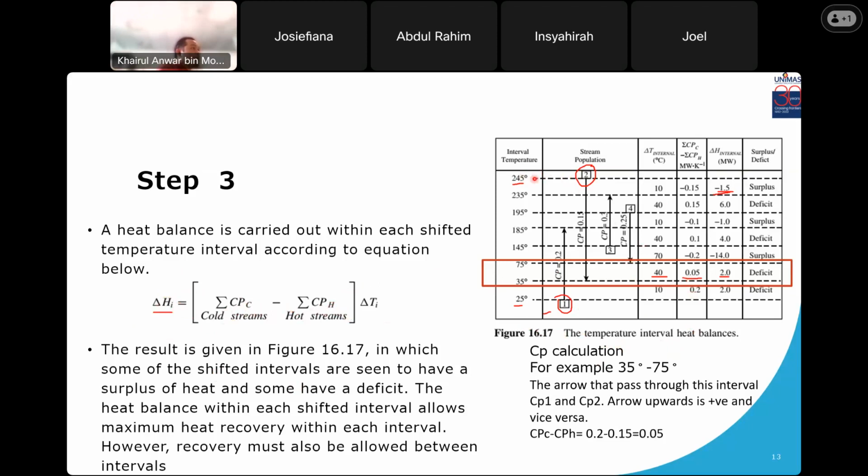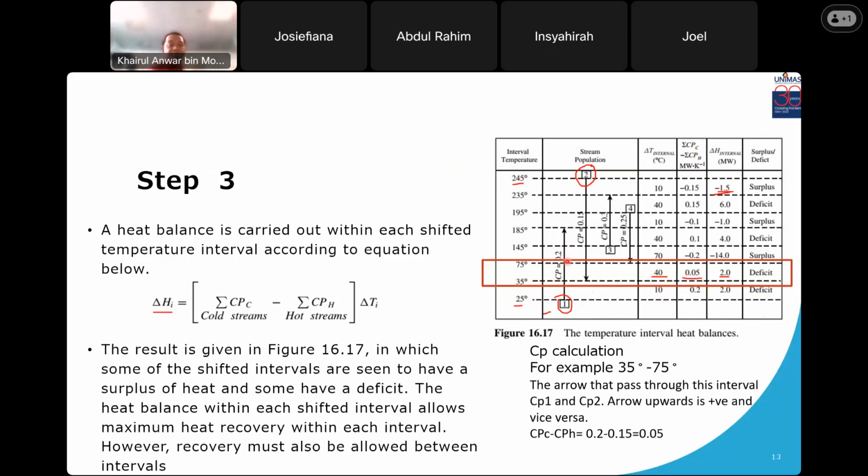So once you draw this diagram, next, within the same diagram, extend it to include columns 1, 2, 3, 4. Each column has rows between the shifted interval temperatures. So here, from 35 to 75, you have a difference of 40 degrees C. The CP cold minus CP hot is 0.05.